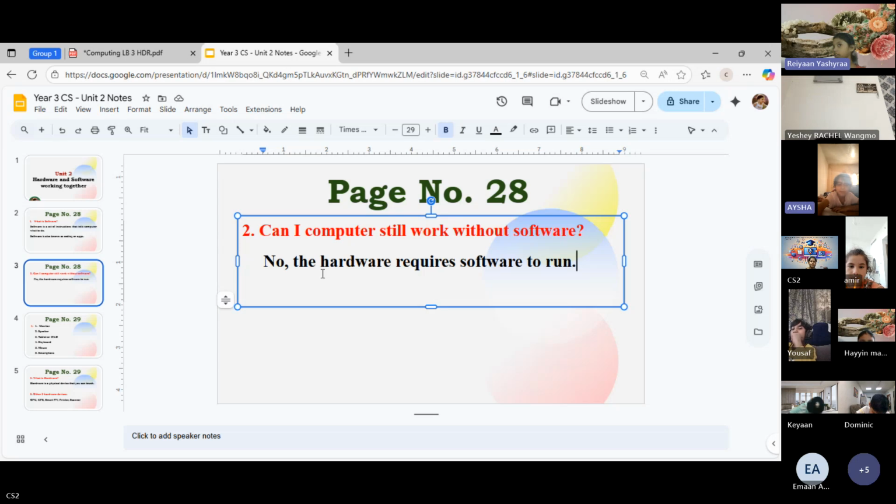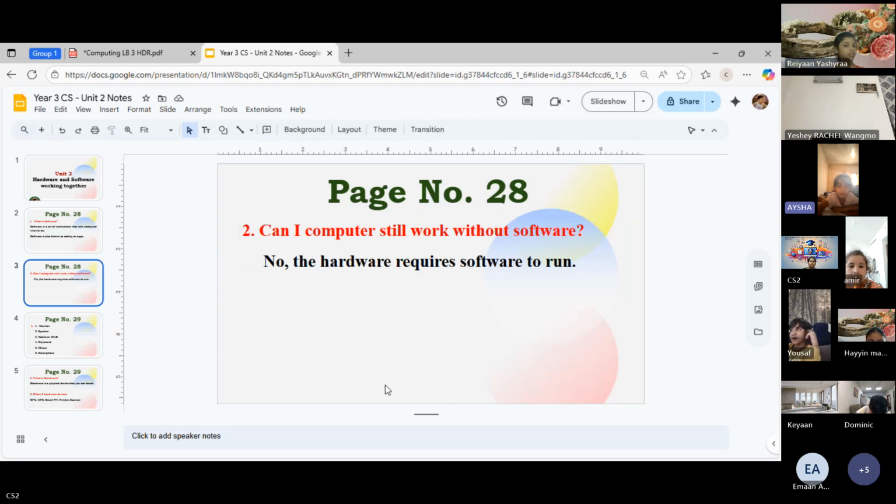Ma'am, change the color. Red color is the question. So if you want, you can write the question or you can mention the page number alone. Ma'am, can I write only the answer? Yes, if you are writing in the textbook, you can write only the answer. Okay, I will write the answer because I'm writing in a textbook. Ma'am, can you zoom it?